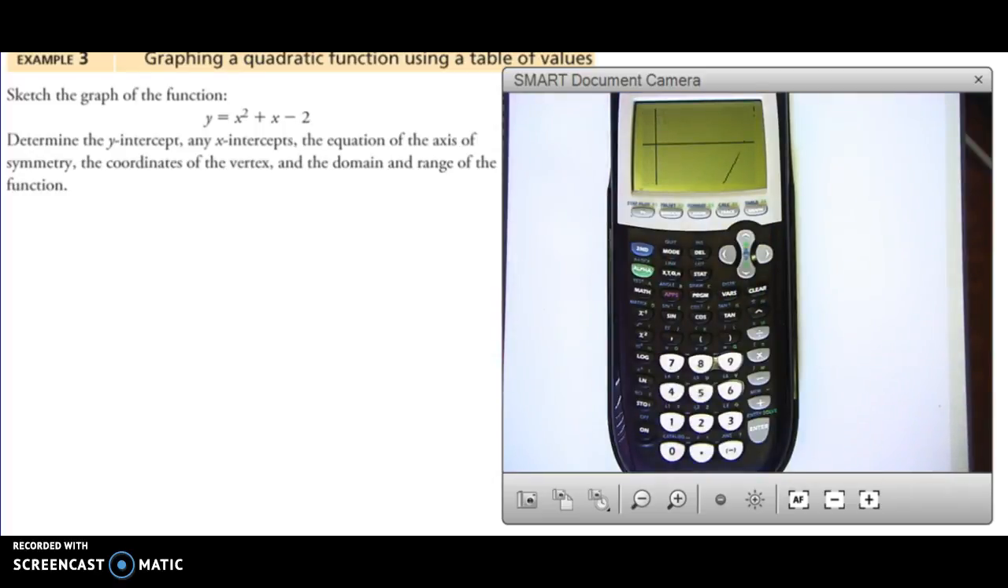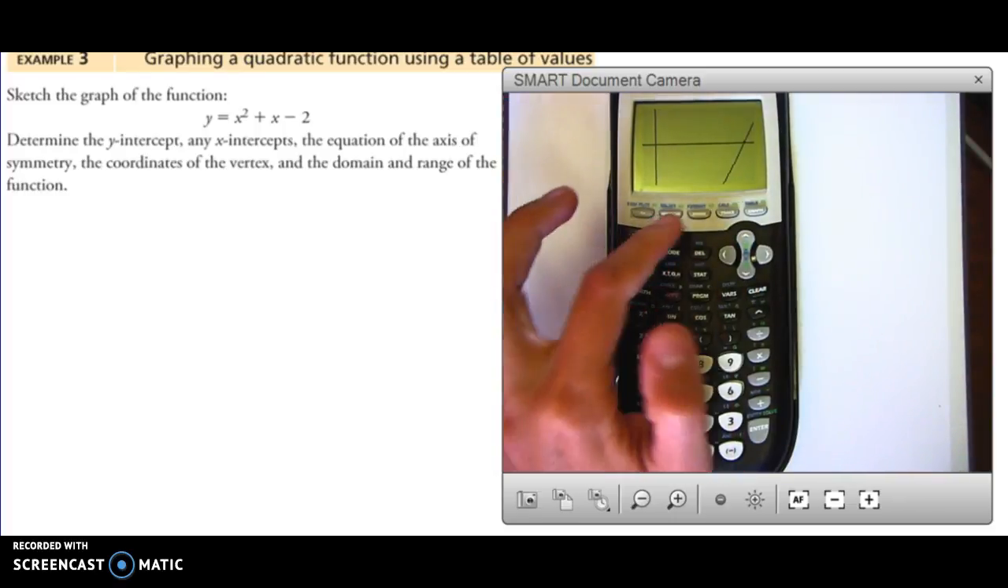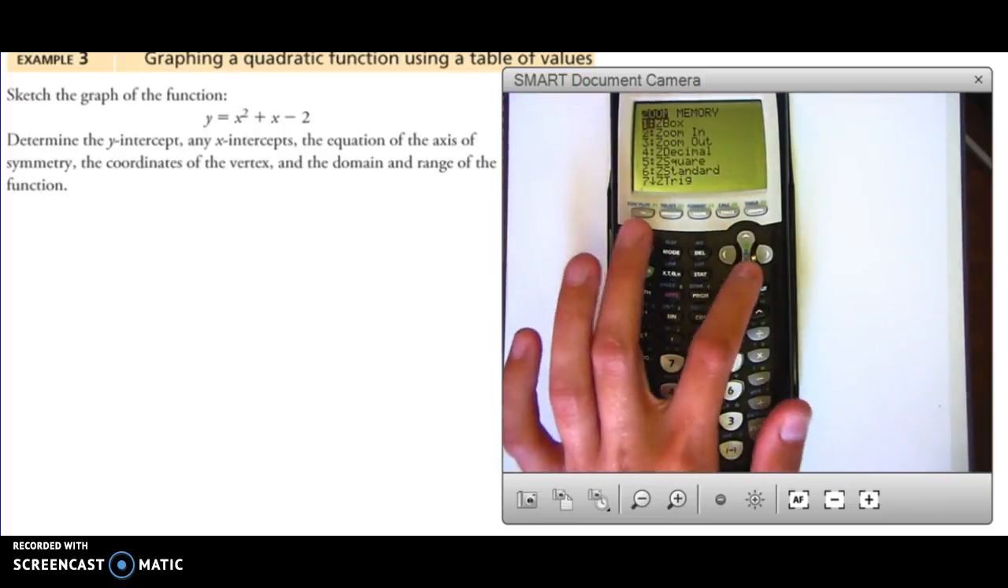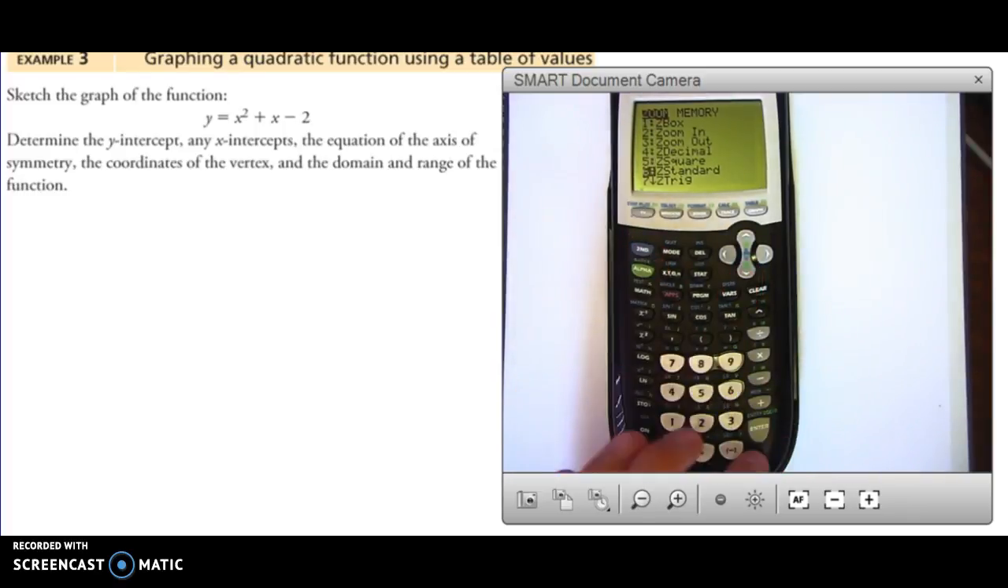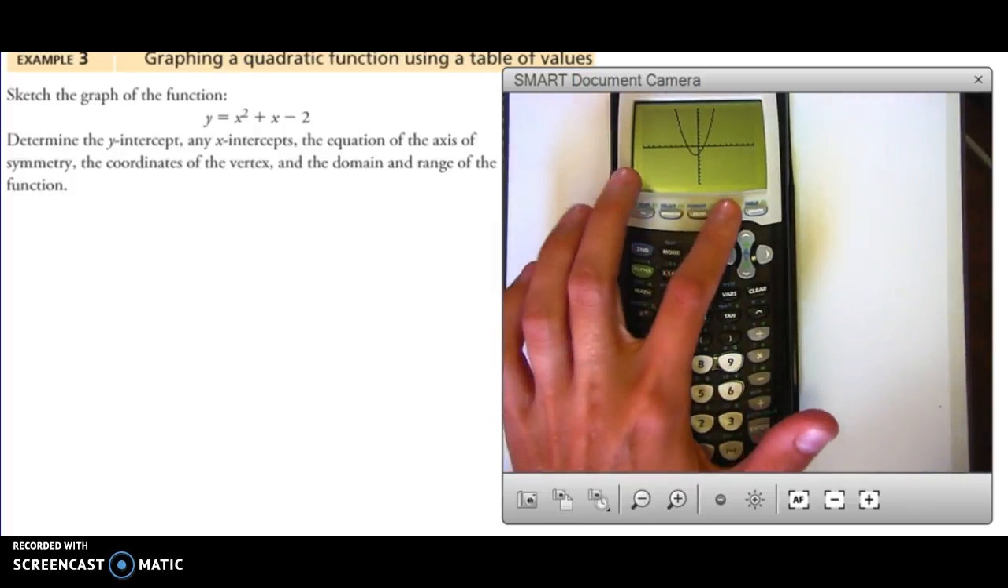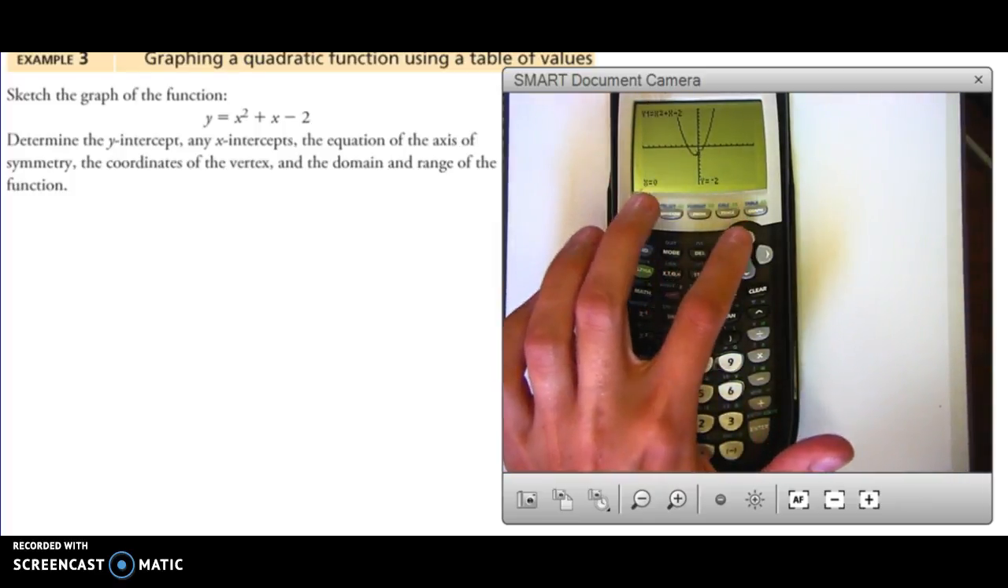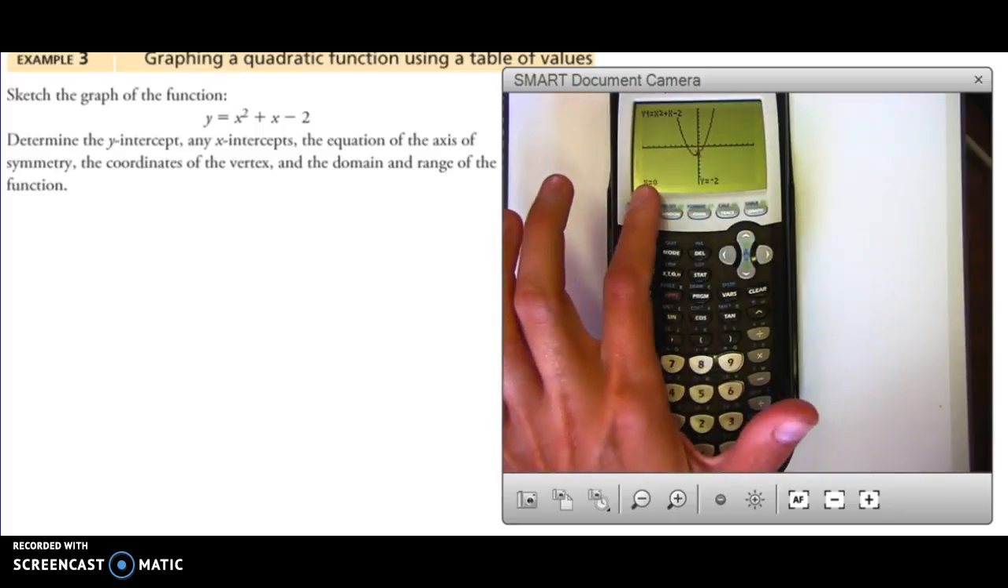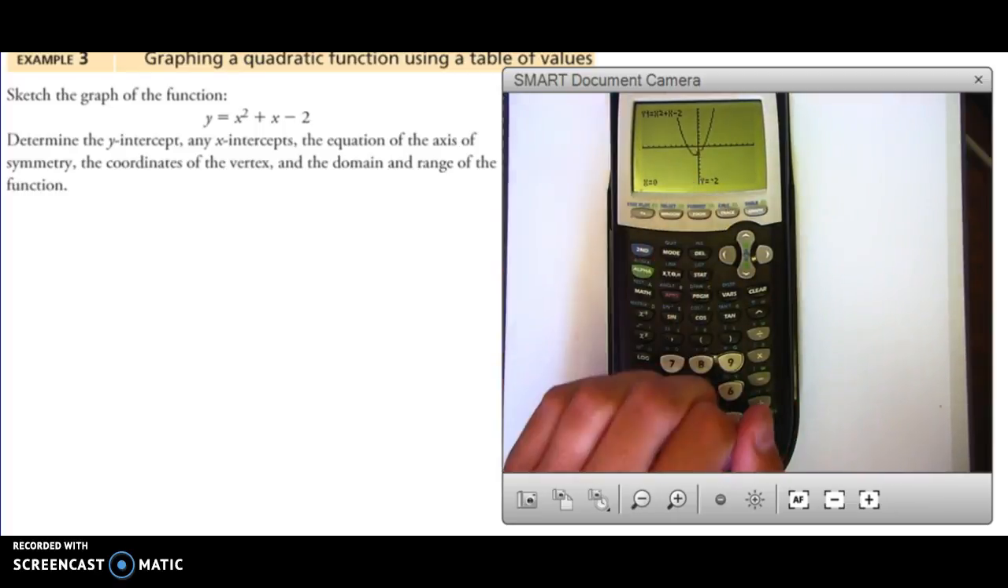If you notice, my axis is a little bit off on this picture, so I want to go to my zoom, and I'm just going to go down till I see zoom standard, and I'll hit enter. And it takes me back to a normal Cartesian plane. So in this question it says determine the y-intercept. That's where the picture is crossing on the y. So all we need to do is hit our trace button, and it took us directly there. When x is 0, y is minus 2. So that is our y-intercept.